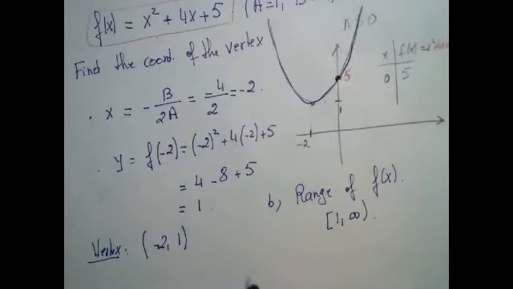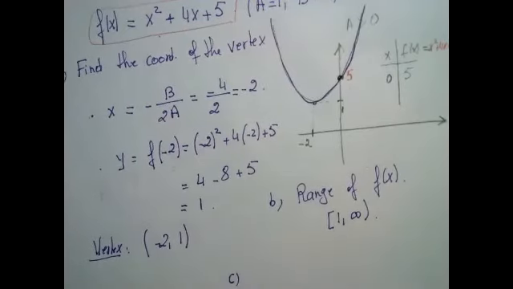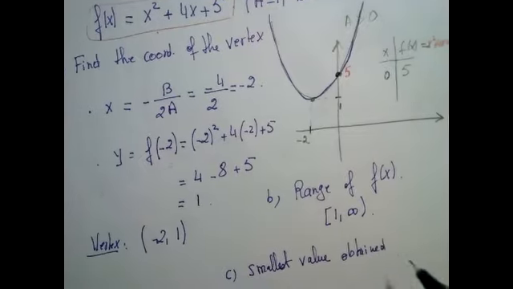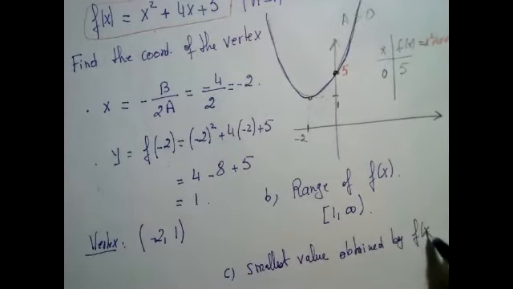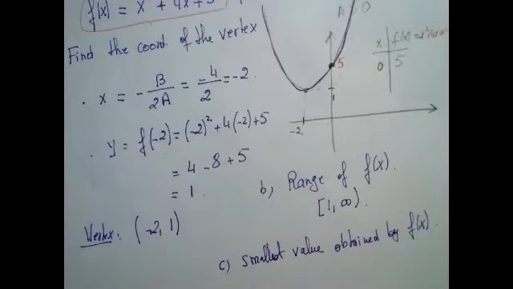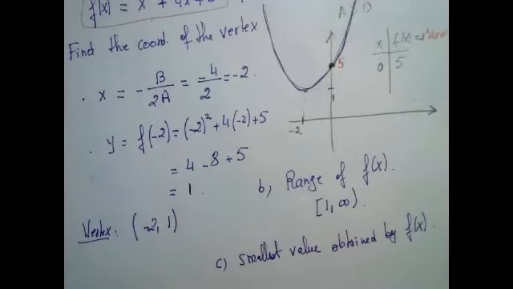Okay. Now, simple question. What's the smallest value obtained by the function? Is this an easy or a hard question in here? It means what's the smallest value obtained by the function? Can we tell from the graph what's the smallest value? The question is simple. Don't make more out of it.